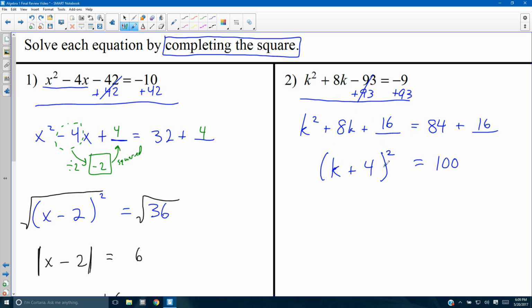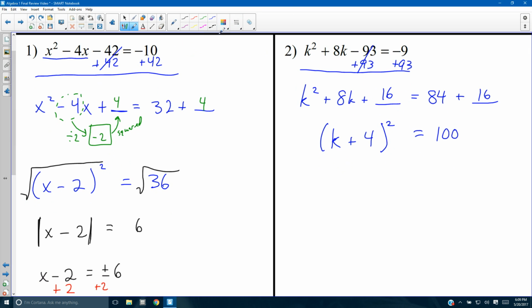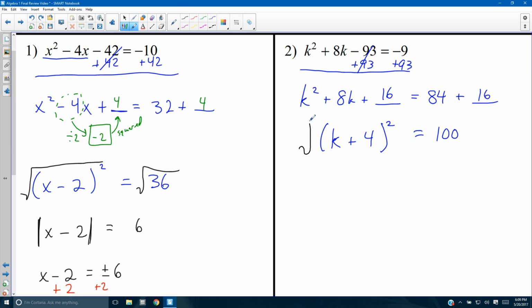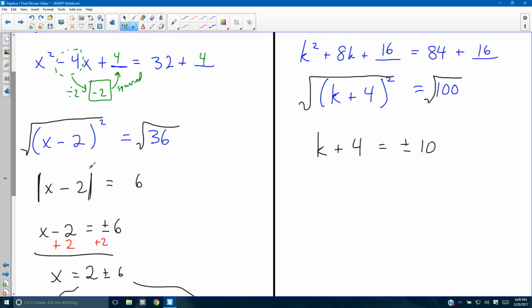This is k plus 4 times k plus 4, or k plus 4 quantity squared. In order to solve for k here, we're going to take the square root of both sides. And much like last time, the square root of a quantity squared would also be the absolute value of that set. But let's skip this step right here. If you do understand that, this just leaves you with k plus 4, and on the right side you're left with plus or minus 10. That's the square root of 100. So k plus 4 is positive 10, or k plus 4 is negative 10.